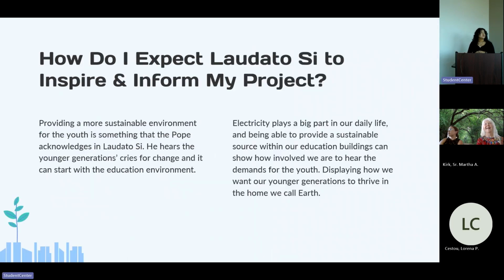And how I expect Laudato Si' to really inspire and inform my project specifically. In one of the paragraphs of Laudato Si', the Pope really understands that the world that they are producing and harming, they're still giving it to us, the younger generation. And I feel like observing it from a college campus and seeing how they want to reduce energy is something that is really going to at least turn heads, like, oh, we should actually pay attention and do something about it so we won't give our children a really polluted world.